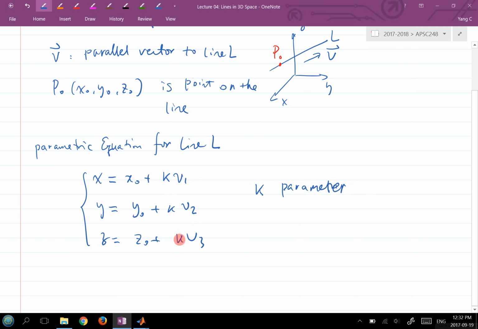You can choose a different parameter, right? You can choose t, as we did in our derivations. That's fine. And we will look at different meanings of the parametric equation. If you just look at it as a purely mathematical equation, it doesn't necessarily have to tell you any physical characteristics. So you need a parallel vector, you need a point, and then you can form the parametric equation for the straight line L. It's just as simple as that.